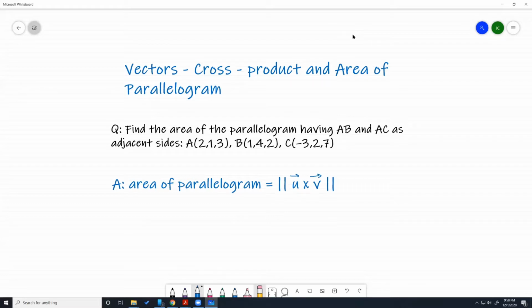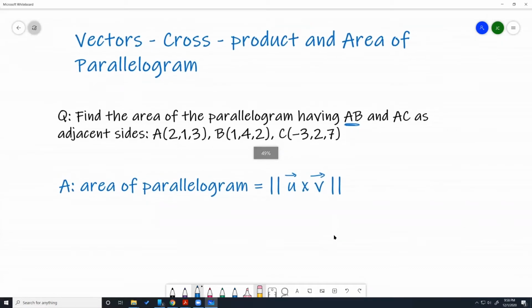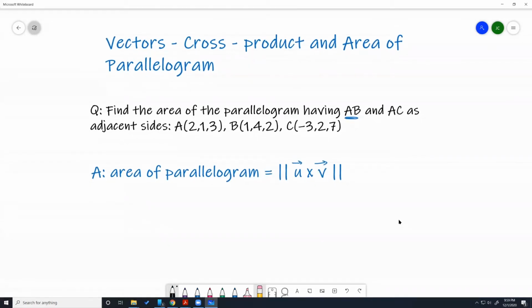However, we're not given that. We're given 3D coordinate points. So somehow we need to turn A, B, and C into two vectors. Hopefully you guys know the basics, but here I'll illustrate it real quick.